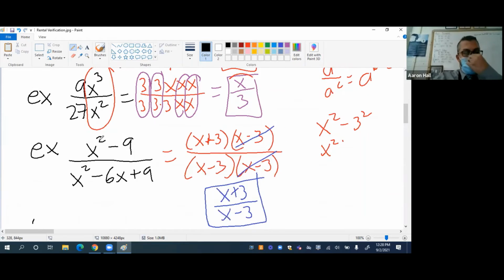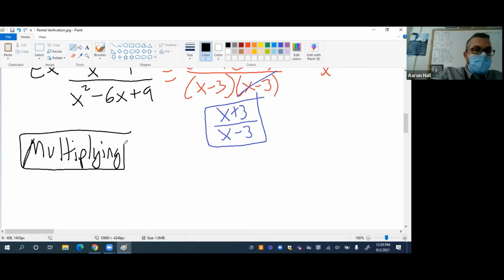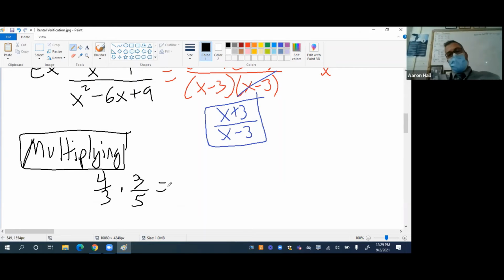Next one is multiplying. Let's go back to 4th grade. 4/3 times 3/5. What's the rule when we multiply fractions?